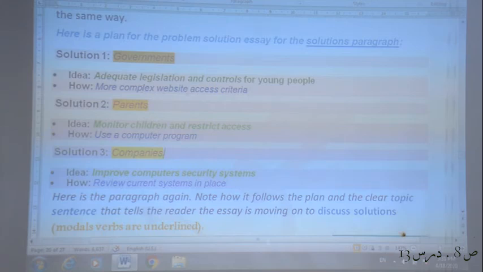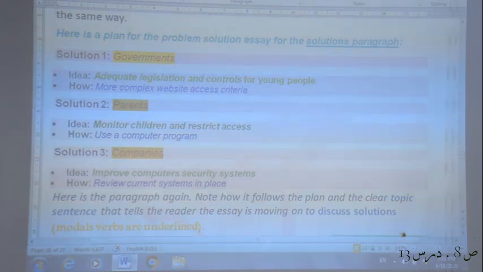Now, more complex website access criteria. How? So you want to say how. You want to write about how. In this case, we can talk about more complex website access criteria. Now, solution 2, parents. Here, parents should monitor, should observe, okay? Should observe, monitor, or watch carefully for a long time their children's behavior, and they try to restrict access to these bad sites. And here how, you ask yourselves how. We can use a computer program.